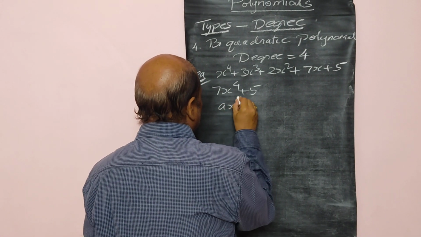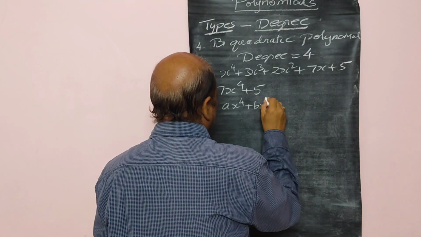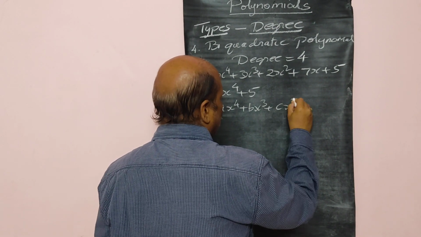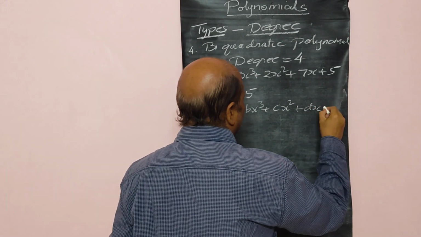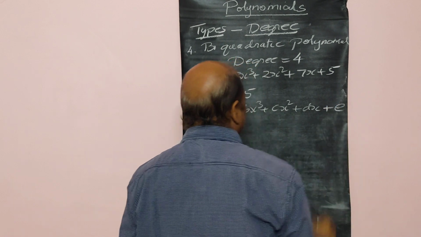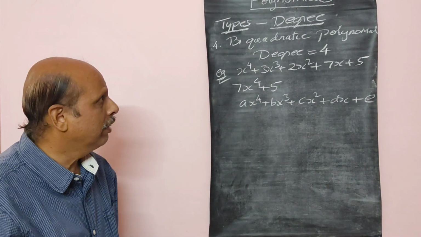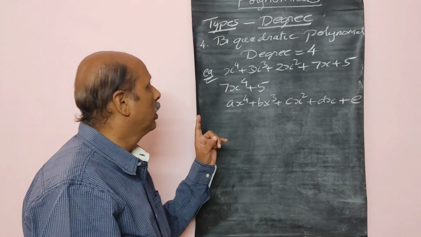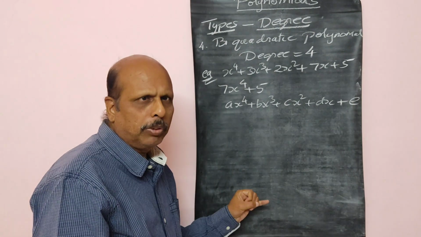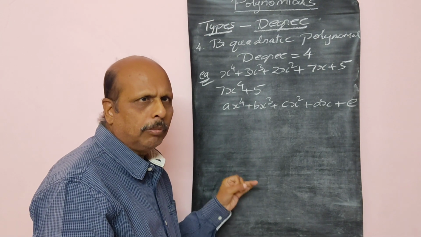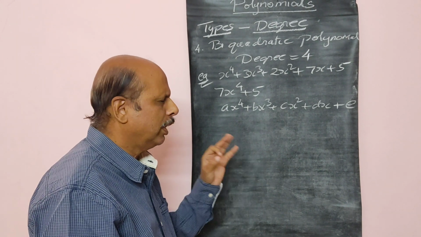The general form will again be like this only: ax raised to 4 plus bx raised to 3 plus cx raised to 2 plus dx plus e. This is the general form of a biquadratic polynomial. So we have seen 4 types of polynomials, that is linear polynomial, quadratic polynomial, cubic polynomial and biquadratic polynomial.